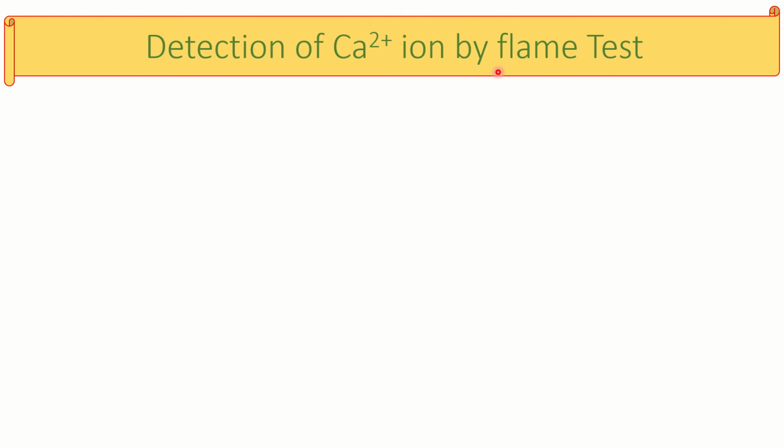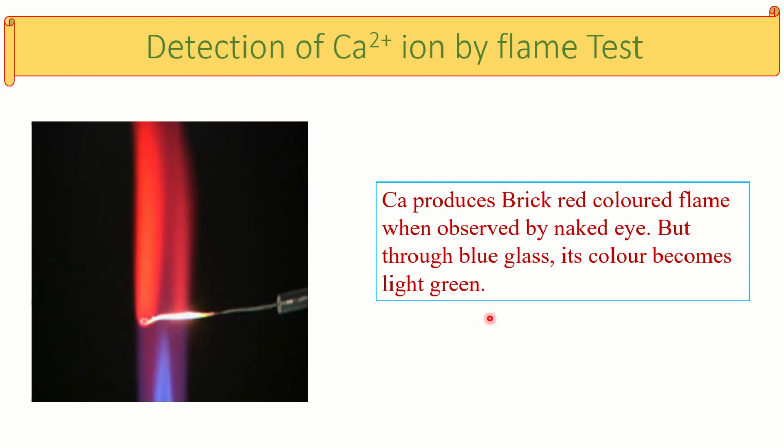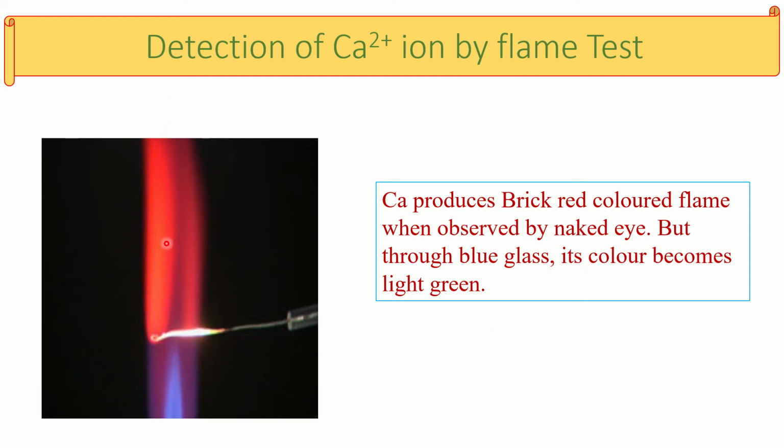Detection of calcium ion by flame test. Calcium produces brick red colored flame when observed by naked eye, but through blue glass its color becomes light green. Brick red colored flame is produced by any kind of calcium salt, that means by calcium ion, and through blue glass the color becomes light green.